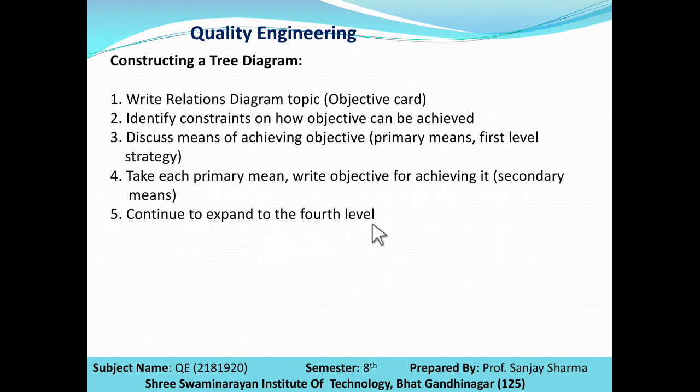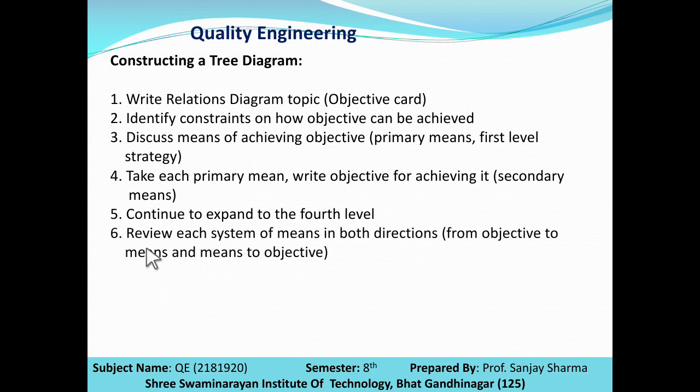Continue to expand to the fourth level. Similarly, from one branch of means, two or three branches, and from each of those, two or three more branches. In the same way you expand it. Review each system of means in both directions, from objective to means and means to objective. It means from initial to final and final to initial.